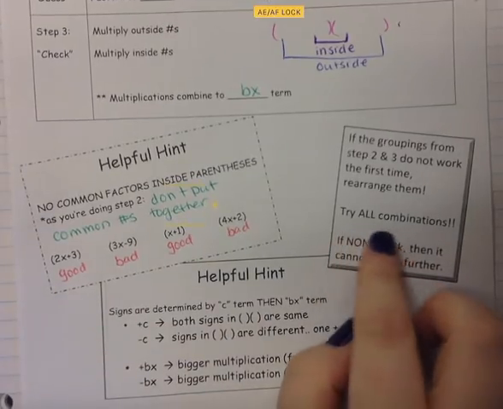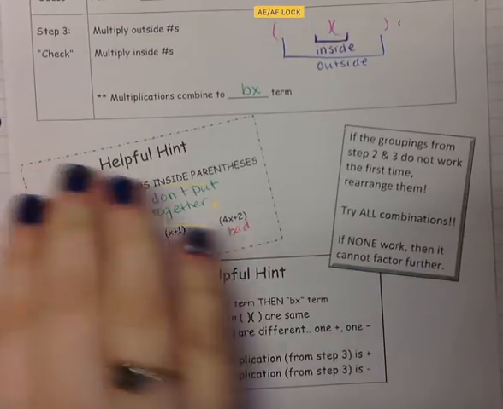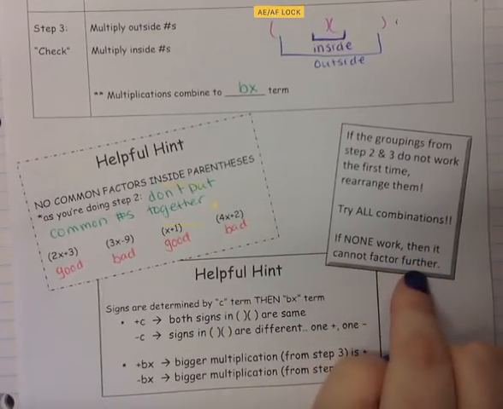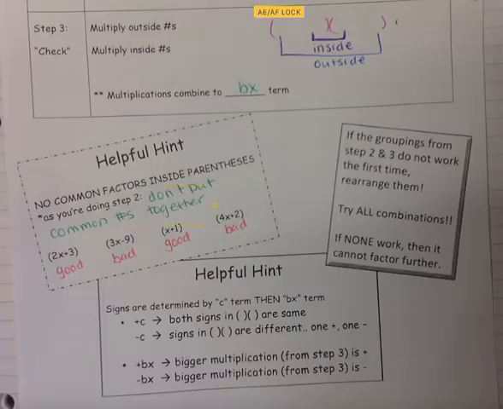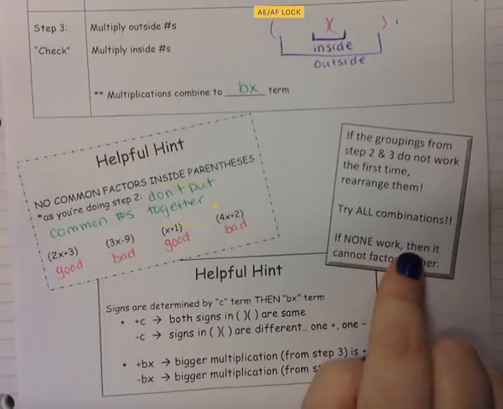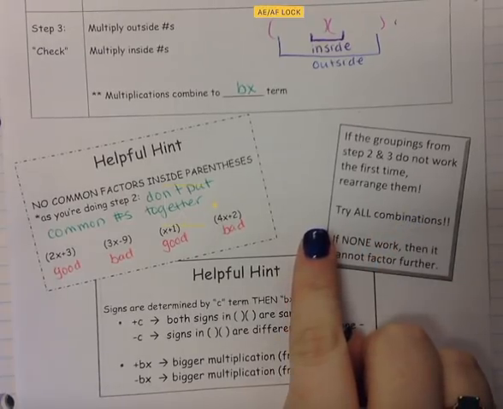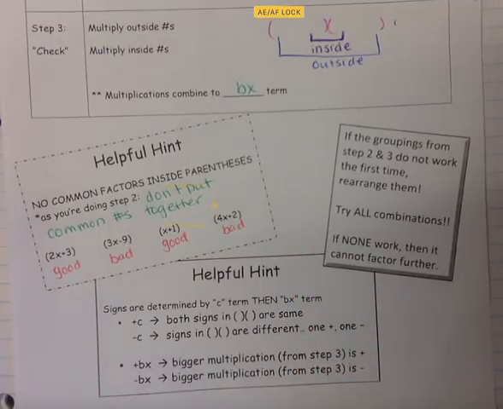So you're going to try all the combinations, but if not a single combination will work, then it cannot factor further, and the only thing that would work would be your GCF. And again, if your GCF is 1 and it cannot factor further, the answer is prime. If your GCF is anything except 1, then it's factorable. So we're going to do some examples of guess and check in a different video.